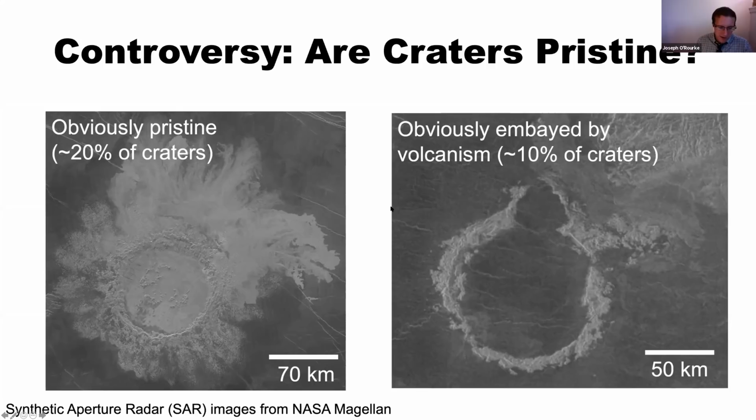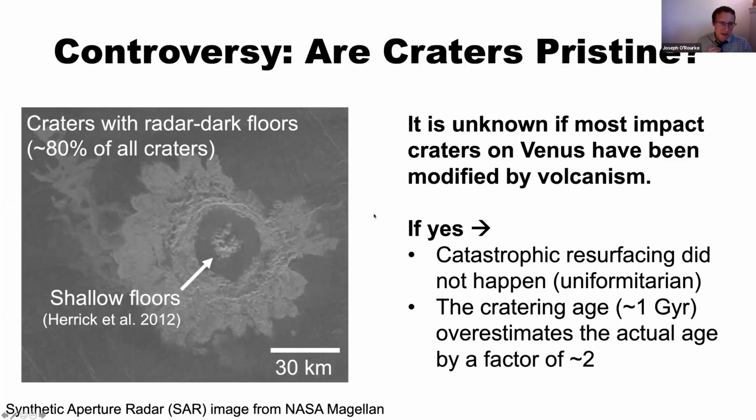And then we have a few craters on Venus that are obviously modified by volcanoes. So you can see here that this massive flow came in from the top and just buried the crater, buried all the ejecta, and you only have a bit of the rim sticking out. But the real controversy about Venus is that there are 80% of craters that are sort of in between.